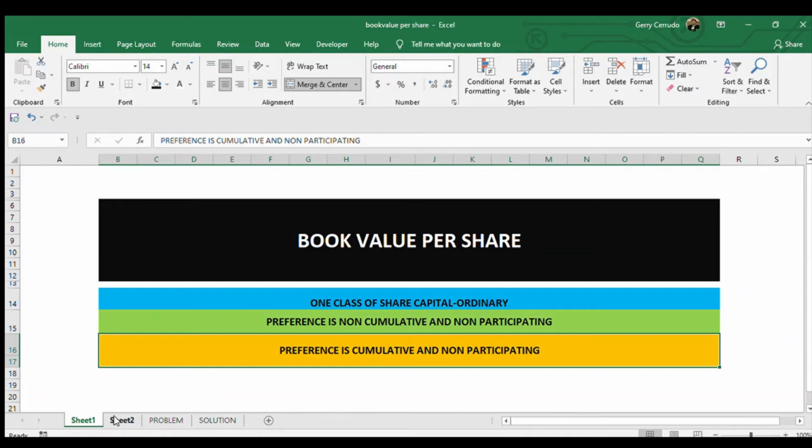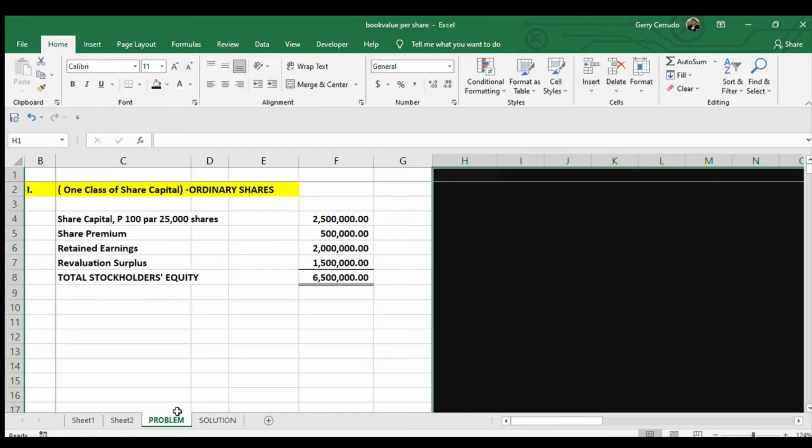Okay, let's start by giving the problem. So sa unang illustration, this is the given data. Share capital, 100 par, 25,000 shares, 2,500,000. Share premium 500,000. Retained earnings 2 million and revaluation surplus 1,500,000. That comprises the stockholders' equity.